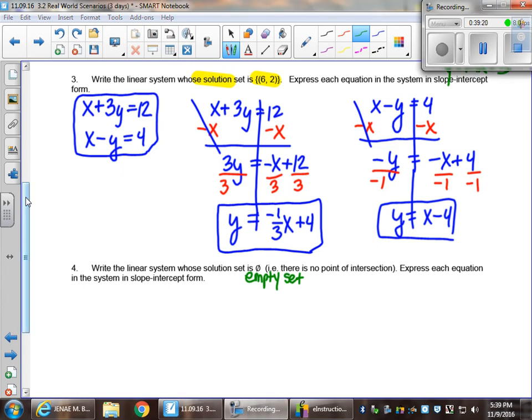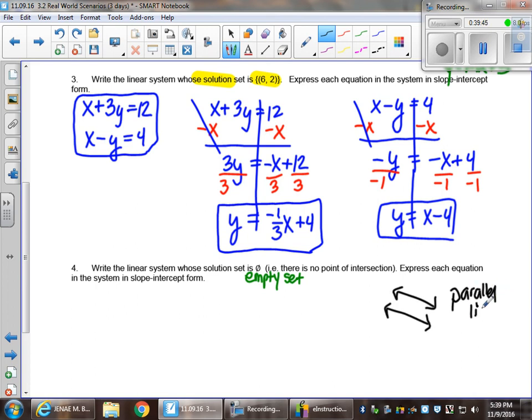We can ask ourselves, if there's no point of intersection, what does that actually mean? No point of intersection means the lines do not intersect. And for lines to not intersect, it means they are parallel. Parallel lines. Let's go up and see if we can find parallel lines. I'm going to rewrite that. It's messy. Parallel lines.